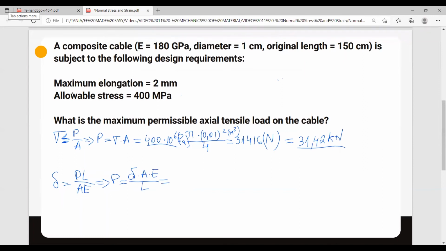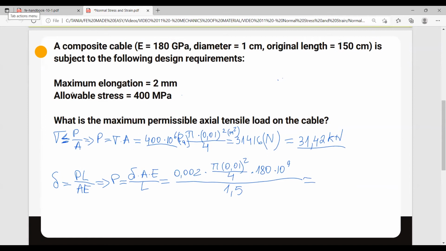Okay, so we have 2 millimeters, which is going to be 0.002, times the area, which is pi times 0.01 squared over 4, times the modulus of elasticity, 180 gigapascals, which means 180 times 10 to the 9 pascals, over the length, which is 150 centimeters. Transforming that to meters, we have 1.5 meters. Let's see how much.